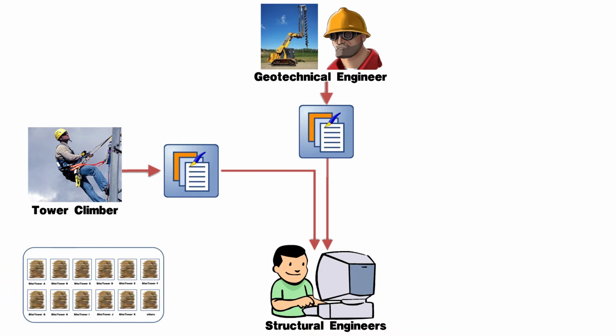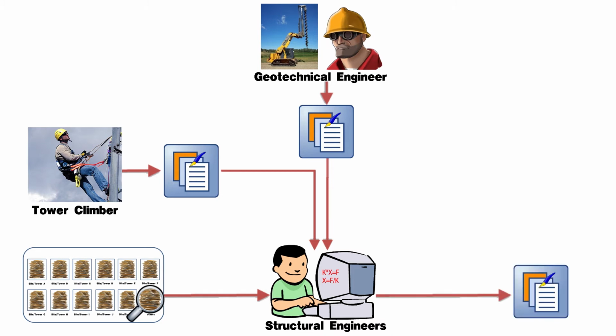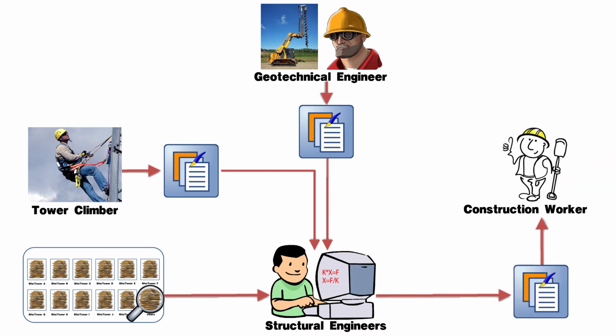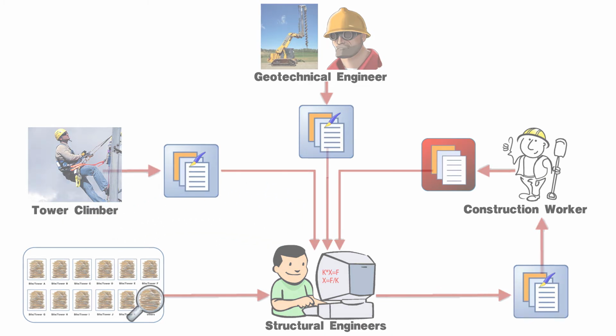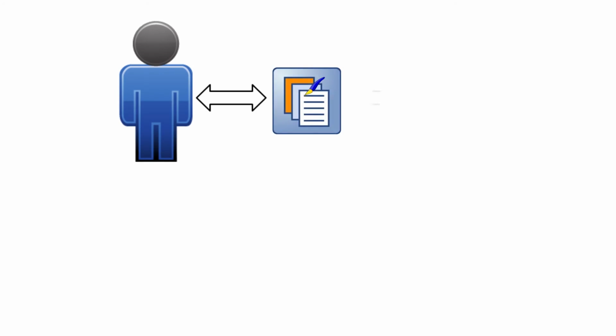Meanwhile, the structural engineers go through the library to collect needed information, read through the tower mapping report and geotechnical report, perform the engineering tasks, and generate the reports and drawings, which are sent to the construction workers. After the construction, the as-built documents are sent back to the engineer for checking and saved to the library for documentation. Such a process is characterized as people, documents, and people.